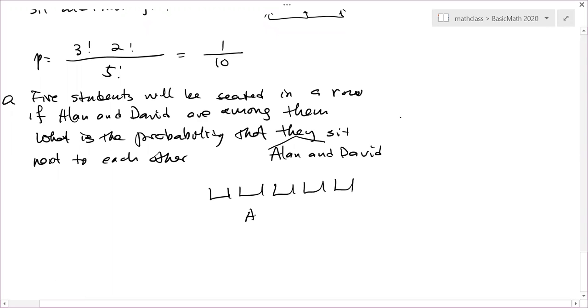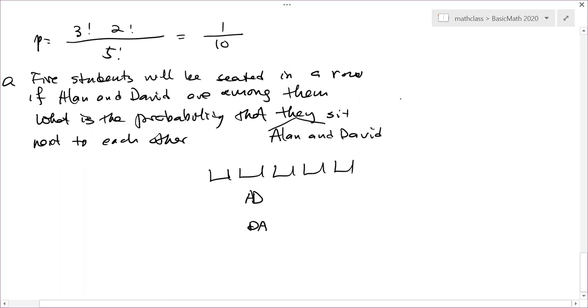Pattern one, A and D. A means Alan, D means David, and in this order. Another pattern is D and A. Alan is on the left, David is on the right in one; David is on the left, Alan is on the right hand side in the other. The two possible patterns.